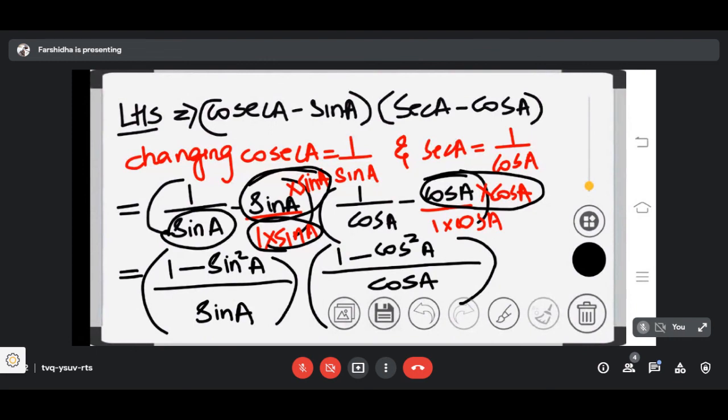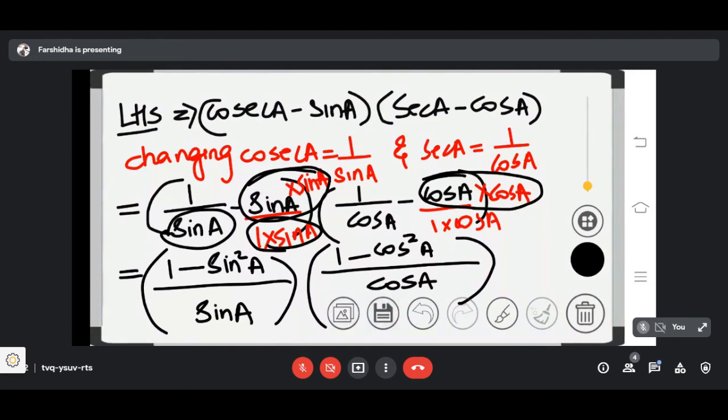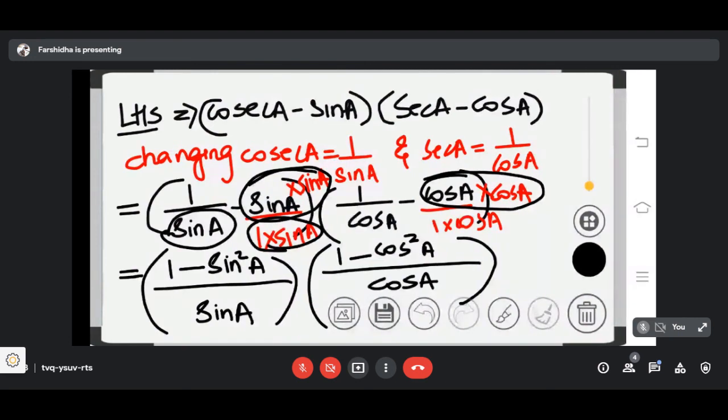So first I have changed cosec in terms of sin, that is cosec A is equal to 1 by sin A. Then I have changed sec in terms of cos, sec is equal to 1 by cos A. So I got 1 by sin A minus sin A into 1 by cos A minus cos A. After that I have taken the LCM. That means I have multiplied numerator and denominator by sin A for the first term, and for the second one I have multiplied numerator and denominator by cos A. So I got 1 minus sin square A divided by sin A into 1 minus cos square A divided by cos A.